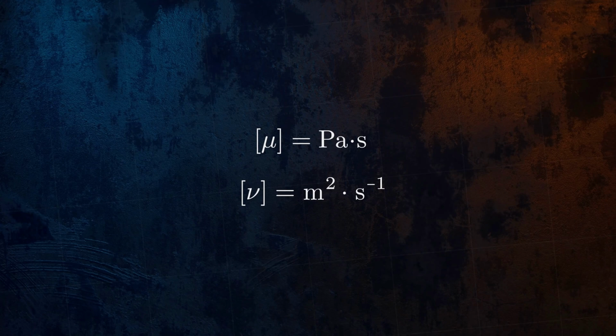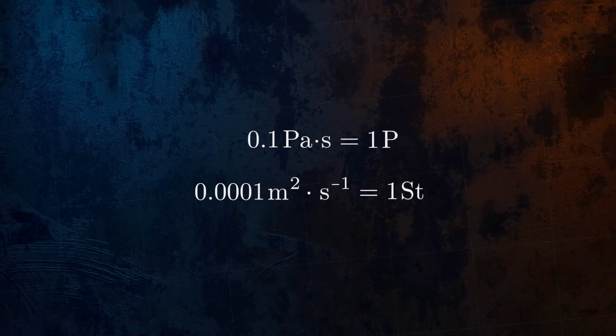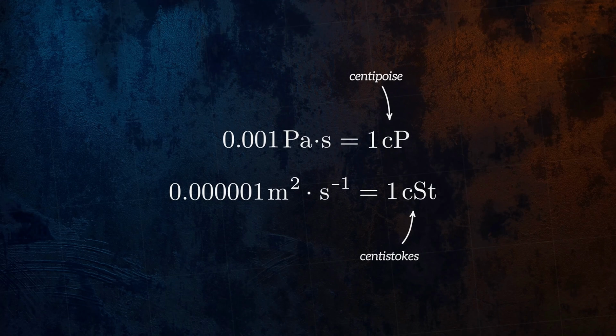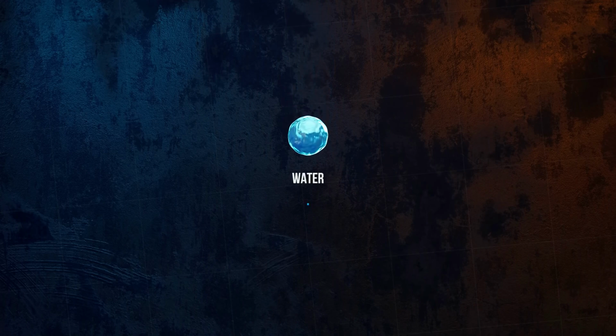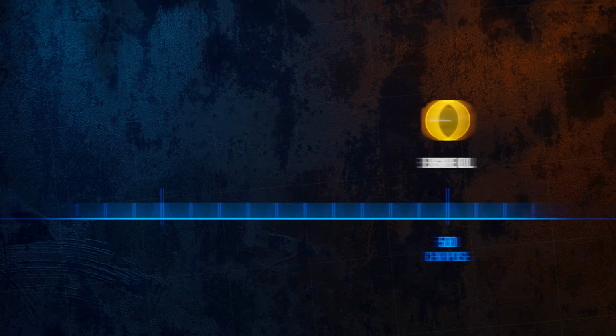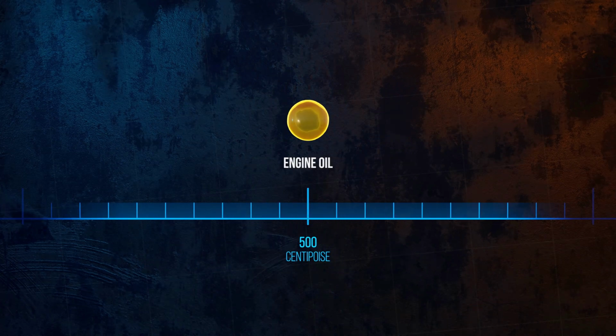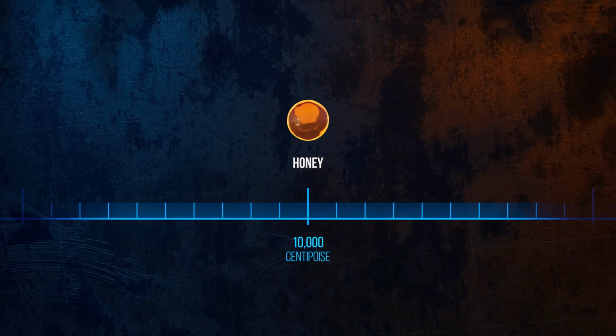The poise and Stokes are other units for the dynamic and kinematic viscosities, although they are often expressed as centipoise and centistokes. The centipoise unit is particularly convenient because at room temperature, the viscosity of water is equal to 1 centipoise. Typical engine oil at room temperature has a viscosity of around 500 centipoise, so is 500 times more viscous than water. The viscosity of honey is 10,000 centipoise.